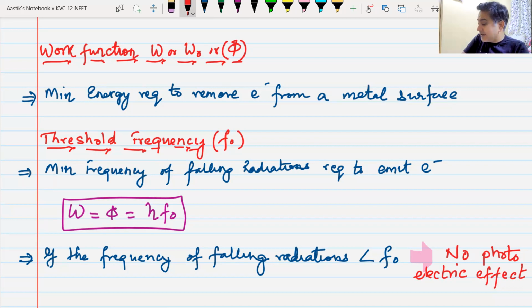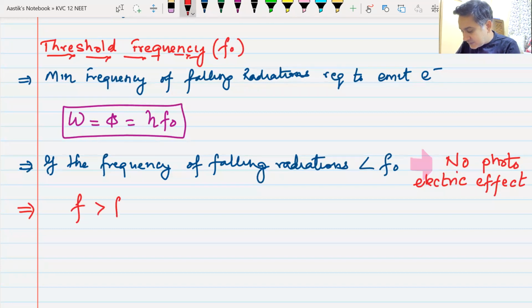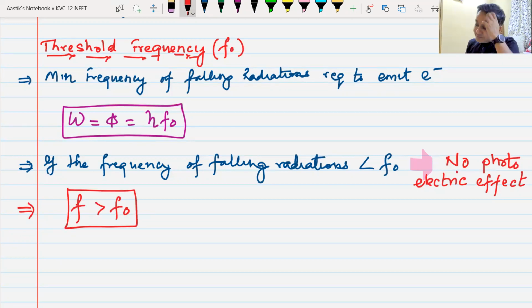So I can write the same thing in a different way. For the photoelectric effect to happen, the frequency of the radiation must be greater than f naught. Just remember these small things, and these small things are going to make a hell of a lot of difference in the final exam. Now we have talked about threshold frequency. Remember the definition that we wrote: suitable wavelength, suitable energy, suitable frequency.